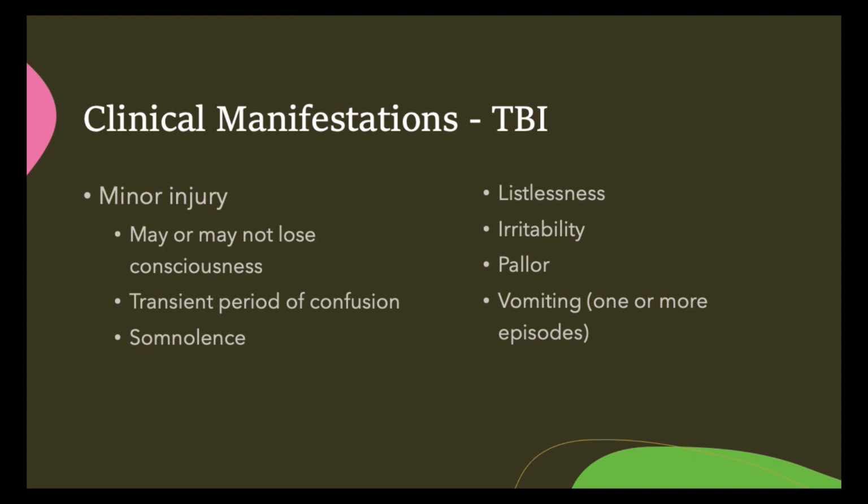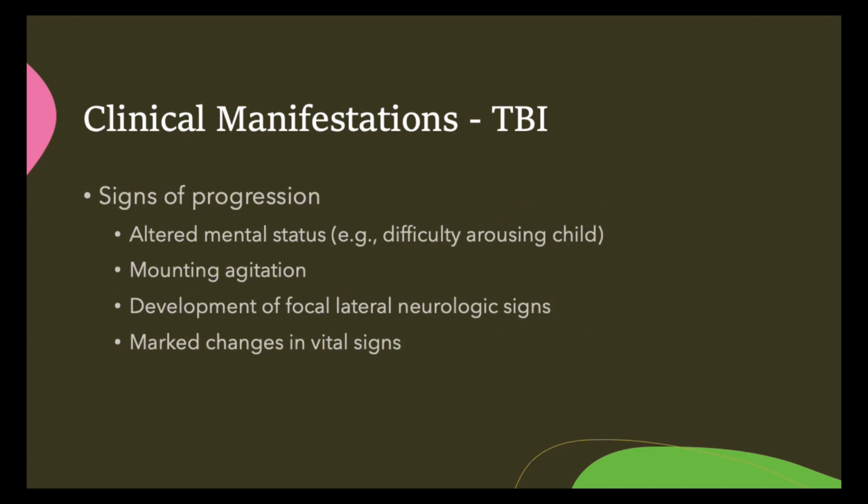Clinical manifestations of TBIs in pediatrics include minor injuries that may or may not be associated with loss of consciousness. The child may be irritable, pale, or may have an episode of vomiting. These patients are typically observed and then discharged home. Signs of progression or worsening TBI can include either worsening somnolence or worsening agitation. They can have focal or lateral neurologic changes, and we can see drastic changes in their vital signs.